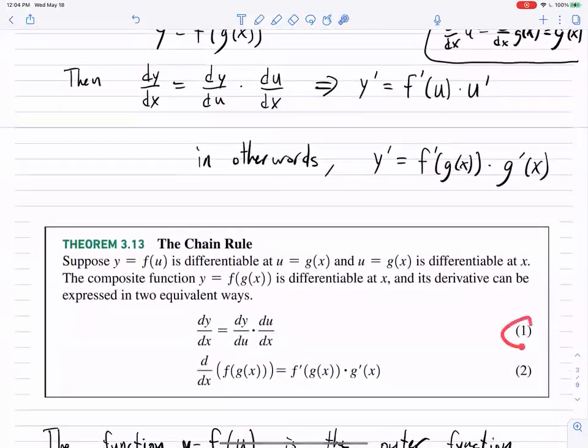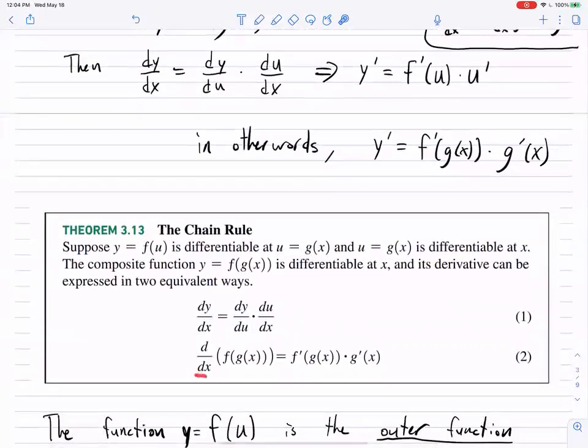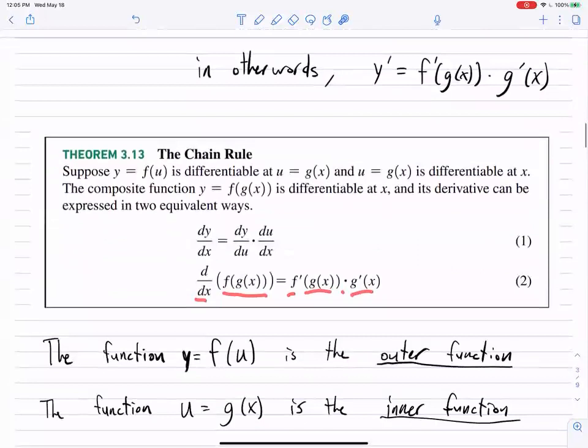So this is equation 1 and equation 2. dy dx is dy du times du dx, where u is the inside function, g of x, and y is f of u, where f is the outside function. Written another way, d dx of f of g of x is f prime of g of x times g prime of x. We call f of u the outer function, and u, g of x, is the inner function.